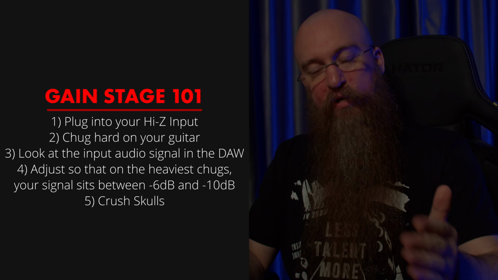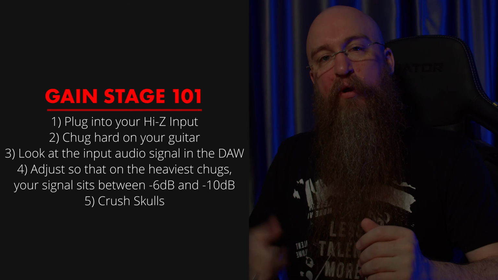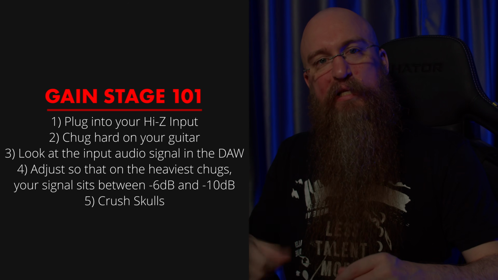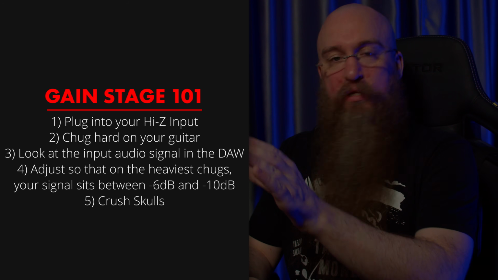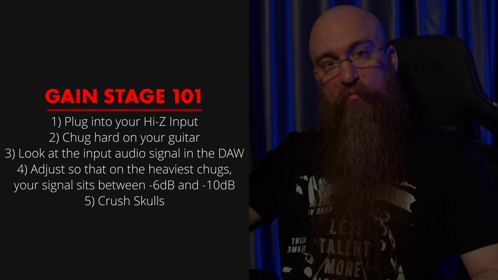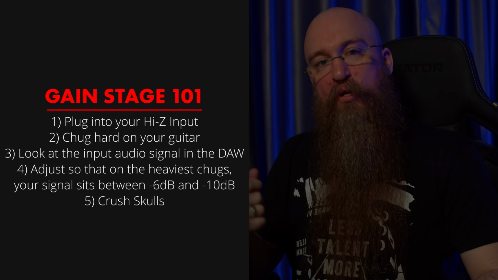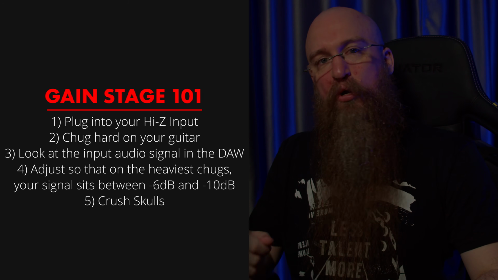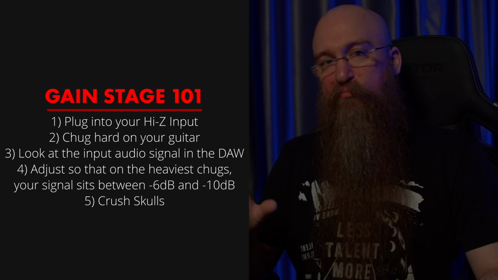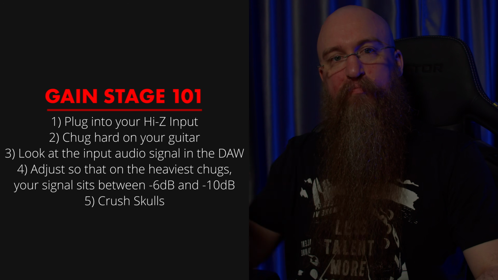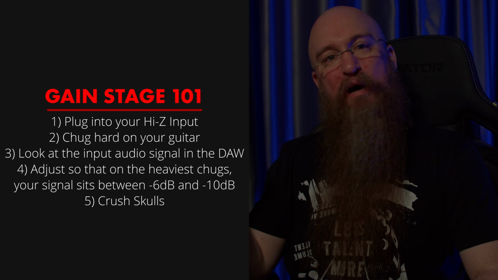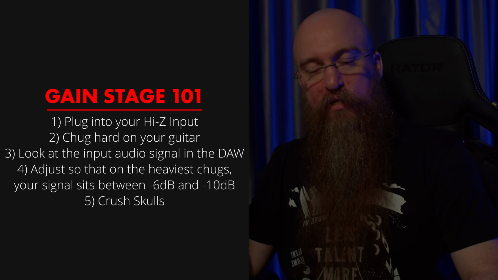So here is a foolproof way that you can gain stage your guitar tone into your DAW. Grab your guitar, plug into the interface, and play on the strings. Do some chug-chugs. Play decently hard. When you're looking into the DAW, you'll see the meter going up and down, right? What you want to do is when you're doing the hardest chugs that you can do, you want to ensure that you're peaking, okay, the highest piece of audio information does not go higher than -6 dB.